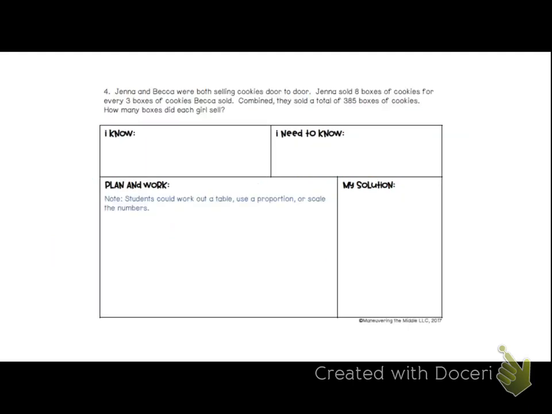All right, Jenna and Becca were both selling cookies door to door. Jenna sold 8 boxes of cookies for every 3 boxes of Becca. Combined, they sold a total of 385 boxes of cookies. How many boxes did each girl sell? I'm going to go back here and make sure we understand that 8 boxes of cookies for every 3 is talking about Jenna and Becca.